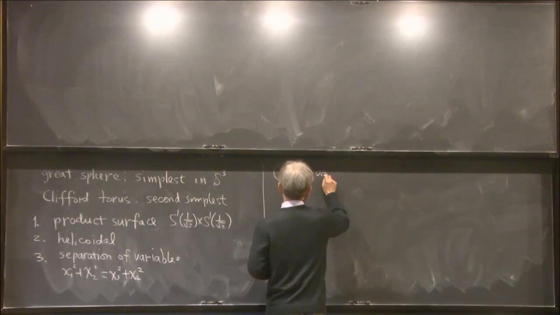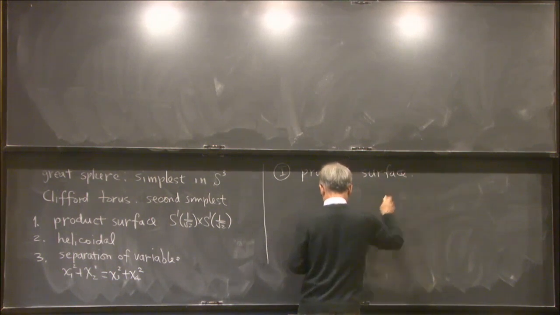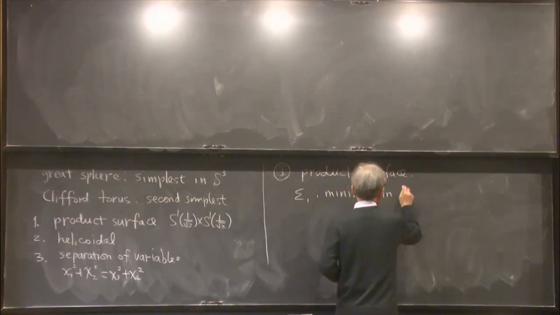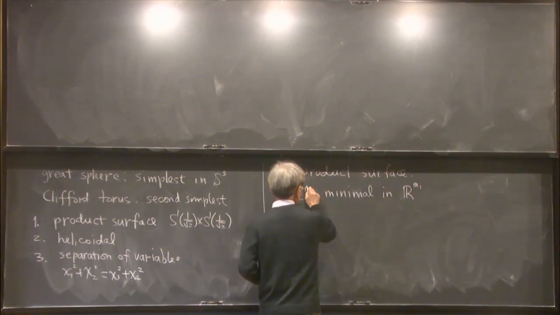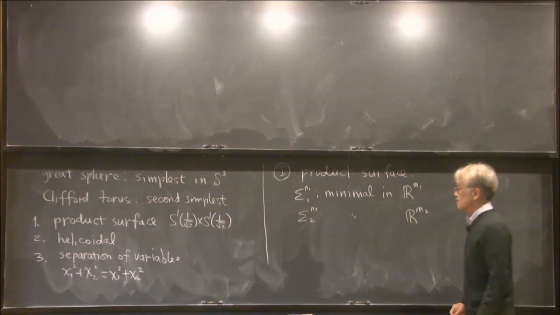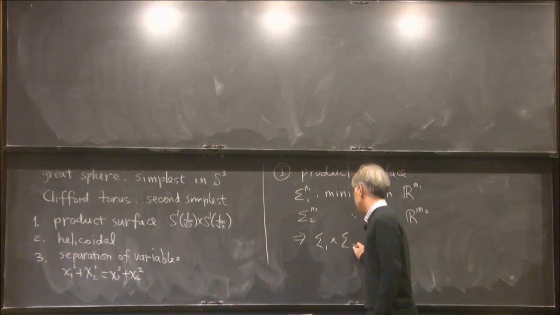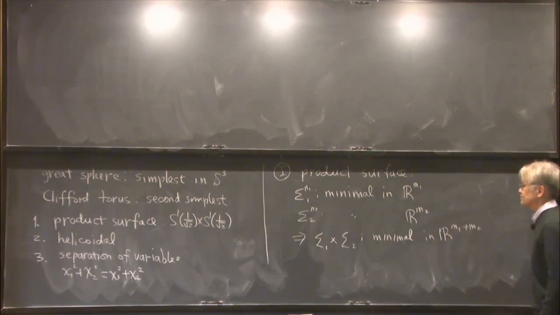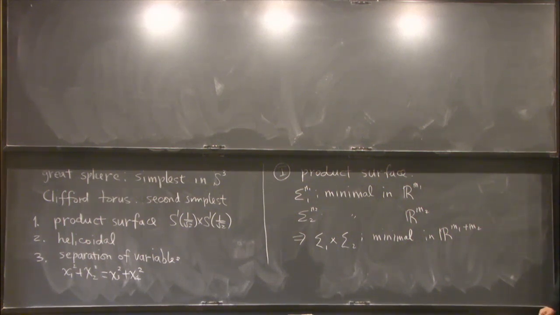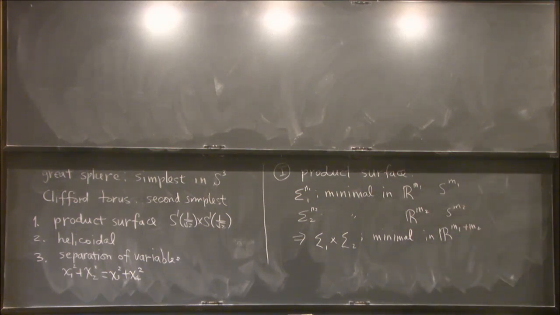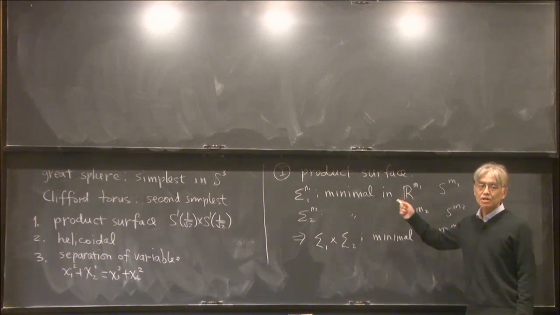First, product surface. If sigma 1 is minimal in R^M1 and sigma 2 is minimal in R^M2, then it's easy to show that sigma 1 cross sigma 2 is minimal in R^(M1+M2). One cannot expect the same property to hold in S^M1 and S^M2. This can't be true in the sphere. But with some scaling adjustment, we can see that the same property holds in the sphere.